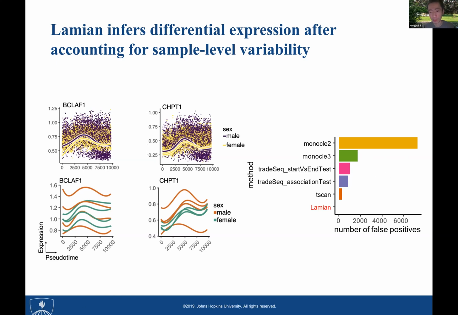And the reason that the report is false positive is, as I said, they don't consider sample level variability. Whereas if you use Lamin, you basically get zero or close to zero false positives. So that says accounting for sample level variability in multi-sample studies is really important. Otherwise, you probably will spend all your money or time validating those false positives.